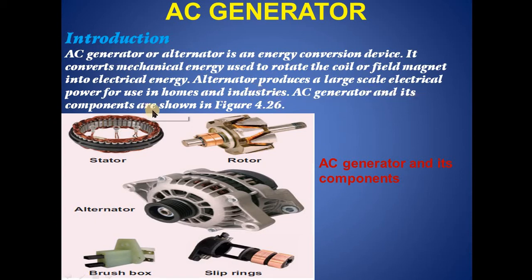AC generator and its components are shown in this figure. These are the components which are used to operate the AC generator. First component name is stator. Second one is rotor. Third component is alternator. Fourth one is brush box. Then fifth one is slip rings. So these components are all very important to operate the AC generator.